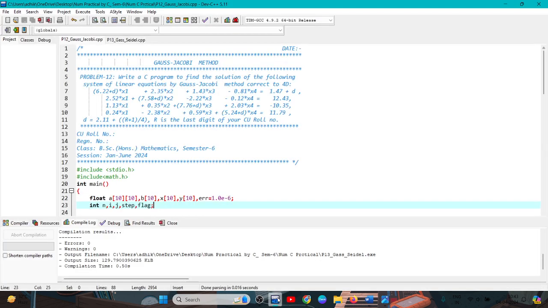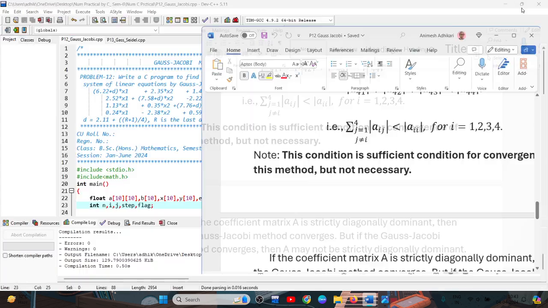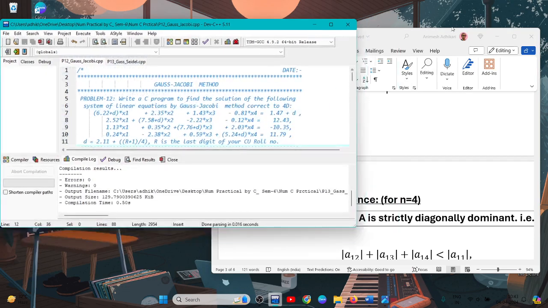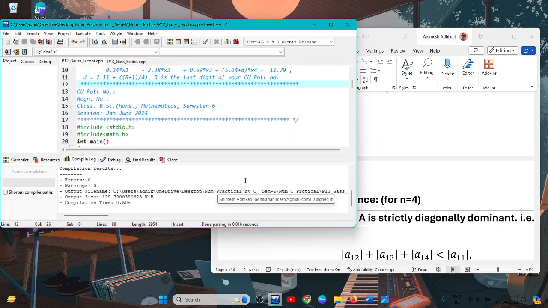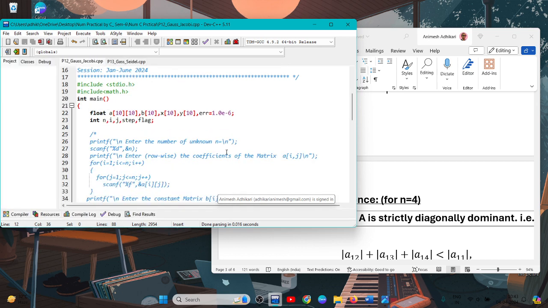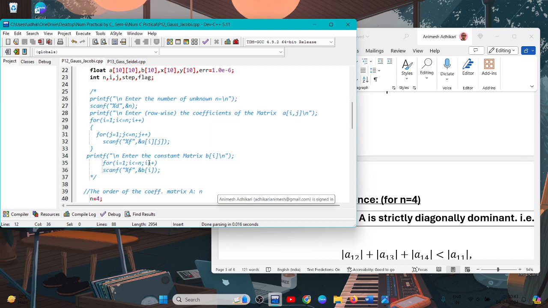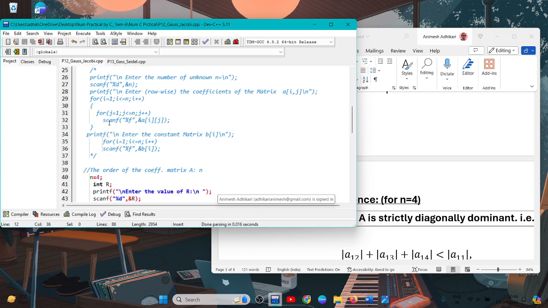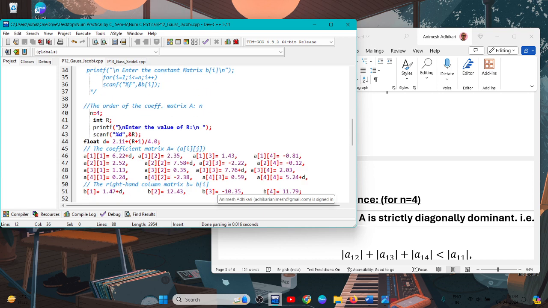Now I come to the problem, and this is the problem, C programming. In C programming, first you may enter printf: enter the number of unknowns, that is the order of the matrix n, and enter row-wise the coefficient matrix aij, and also the right-hand constant matrix, this is the bi. You can enter this individually one by one. But you may delete this portion, slash star to star slash, because we introduce this separately from the beginning of the problem.